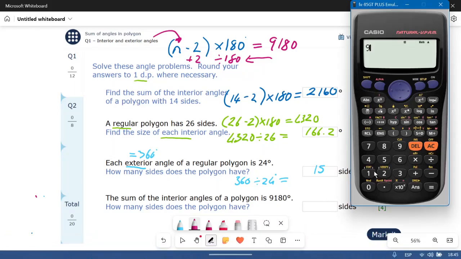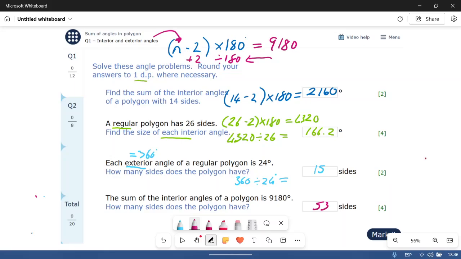So this is 9,180 divided by 180, 51, and then we need to add 2, which makes 53 sides. And that's question 1 done.